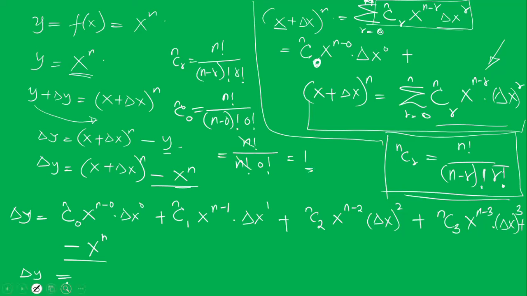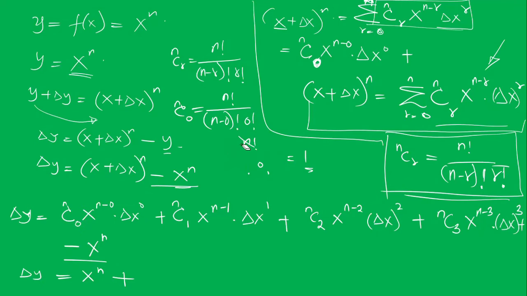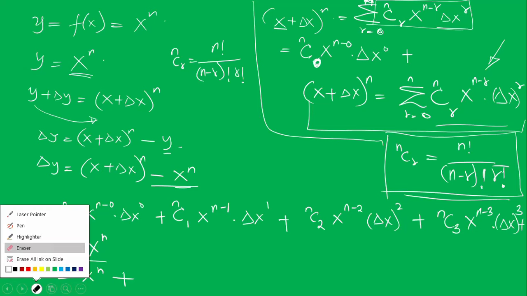So you have x to the power n, because n minus 0 is n. Then delta x to the power 0, anything raised to the power 0 is 1. So that is 1. So you now have plus. Now let's clean this so that we have space to solve for the other ones.